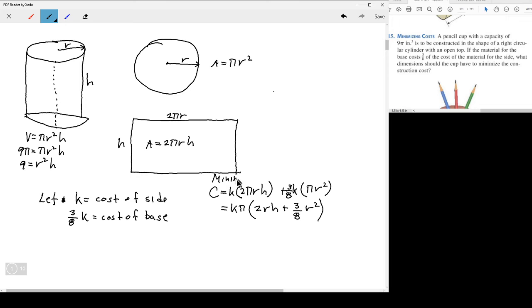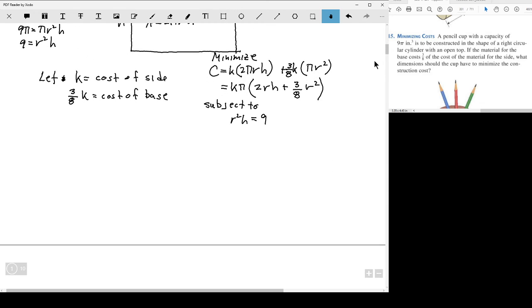Minimize cost subject to the volume. So that is r squared h equals 9. All right, so there's your setup. Okay, that's what I should have had set up originally. Oh, I'm running off a page here. Okay, that's all right.